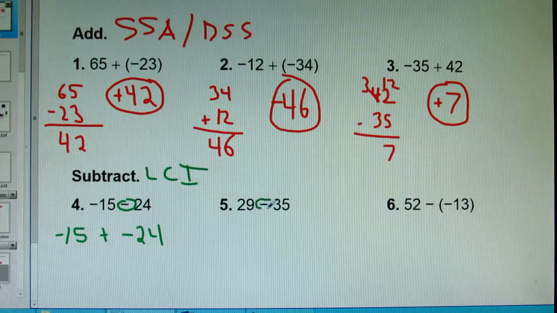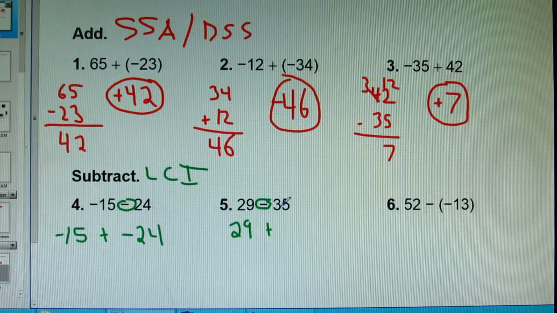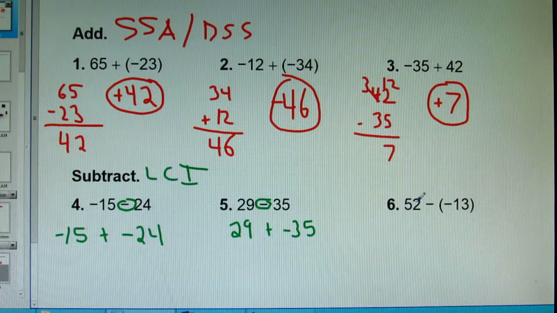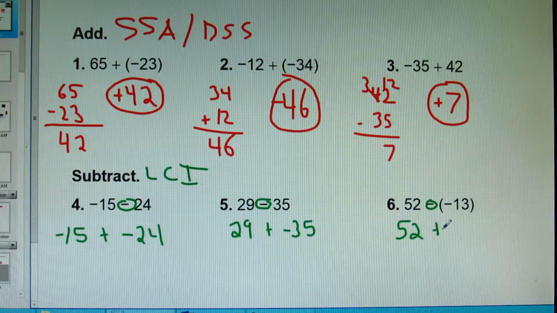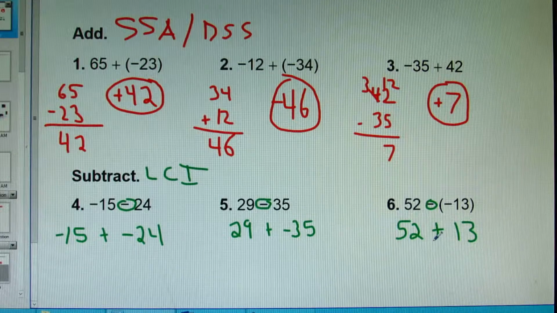Same thing here. Circle my minus sign. 29, change that minus sign to an addition problem and make the opposite of 35, which is negative 35. And last one. Leave, change, 52, plus the opposite of negative 13 is positive 13. Just by looking at that, that makes that problem a whole lot easier to do.